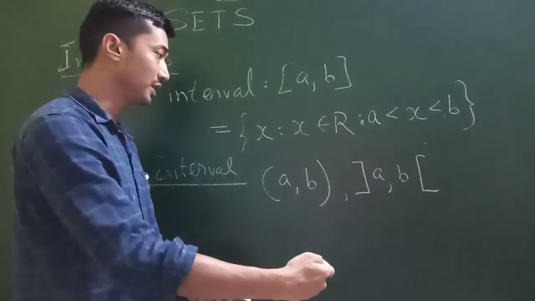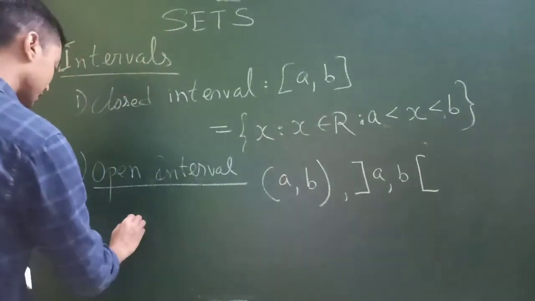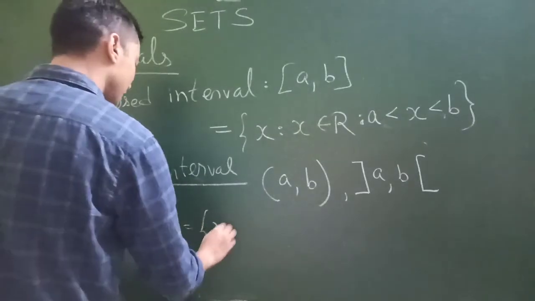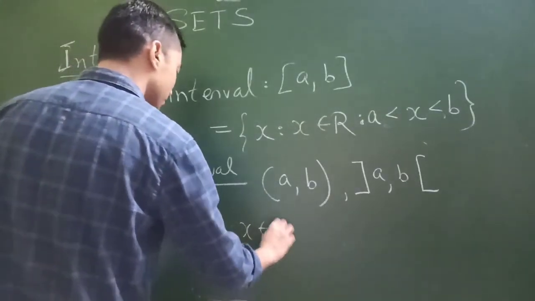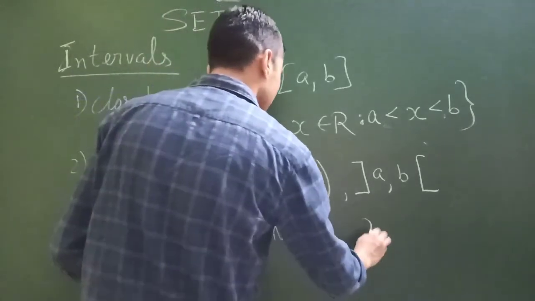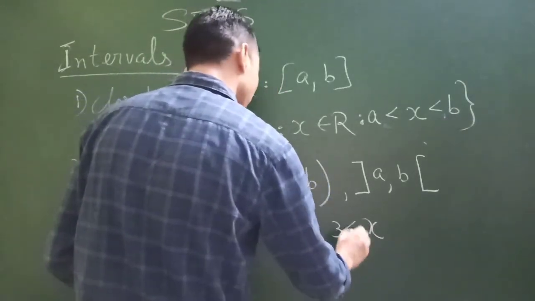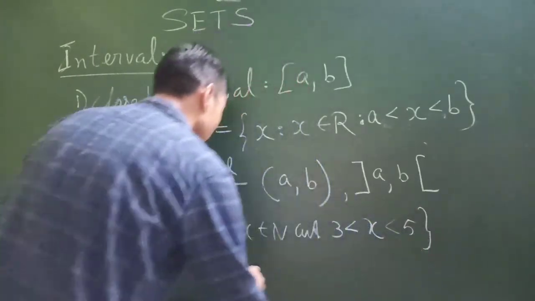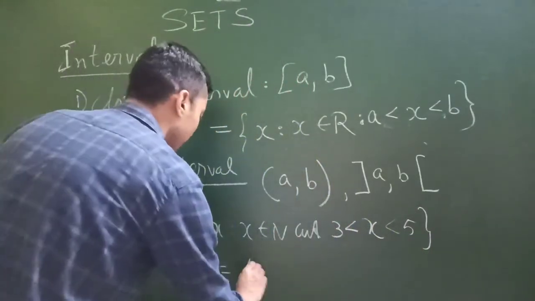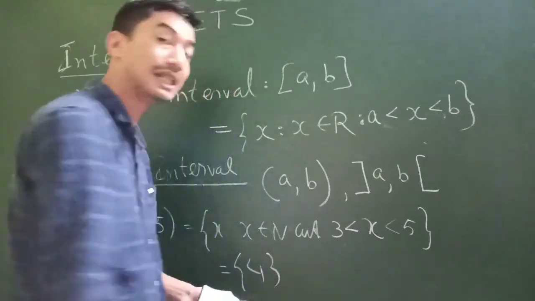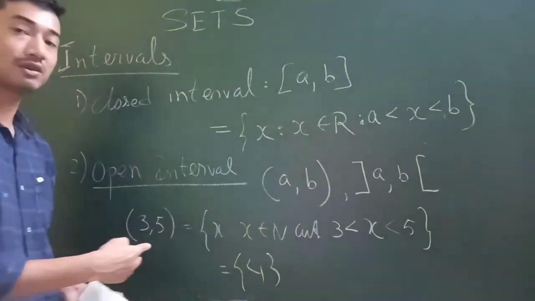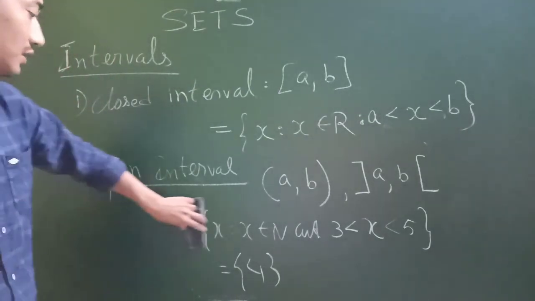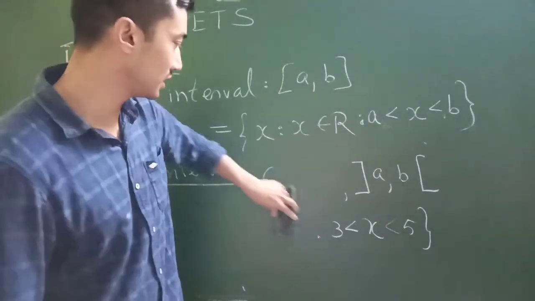So if I try to represent the open interval 3, 5, again the same thing, such that x belongs to natural numbers, then x will be after 3 before 5. So what will be our answer, after 3 before 5? The answer in the roster form will be only 4, isn't it? It's going to be only 4, right? So that's called open interval and closed interval. You have to be careful with these interval systems.